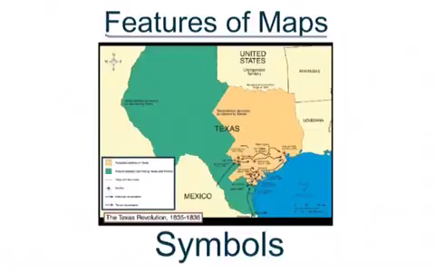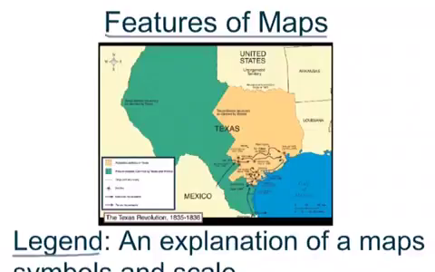Now, symbols are a very important thing to understand when using maps. The next important feature of a map is the legend. A legend is an explanation of a map's symbols and scale.